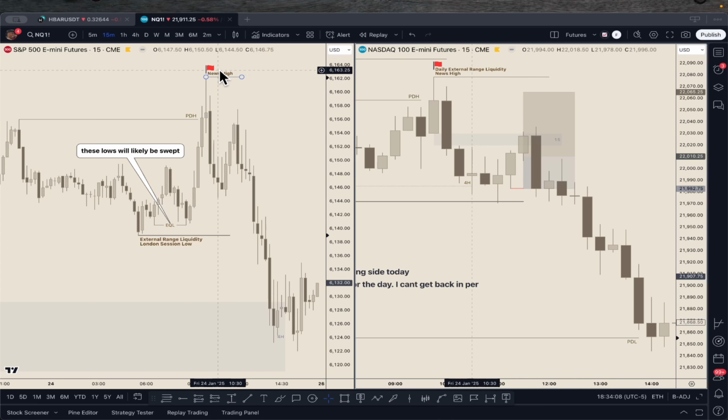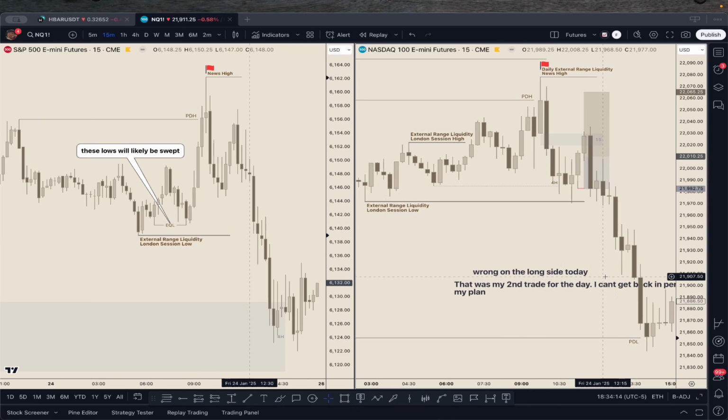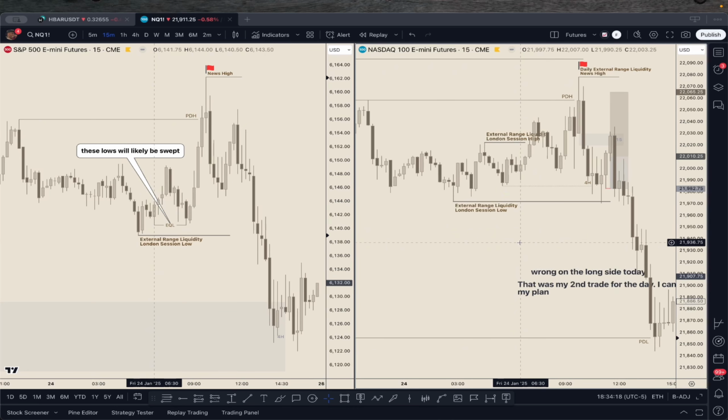But where I thought that we were going to take out the news high, we didn't. Instead, we rolled over off of this gap and continued lower. All right, so today was a break-even day for me. I actually did not lose any money out of those two trades, but nonetheless, really decent day.